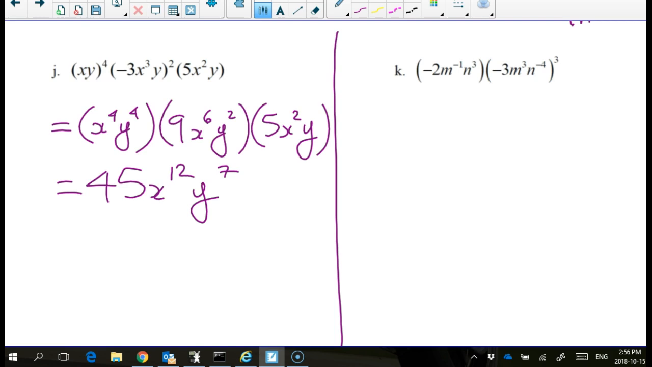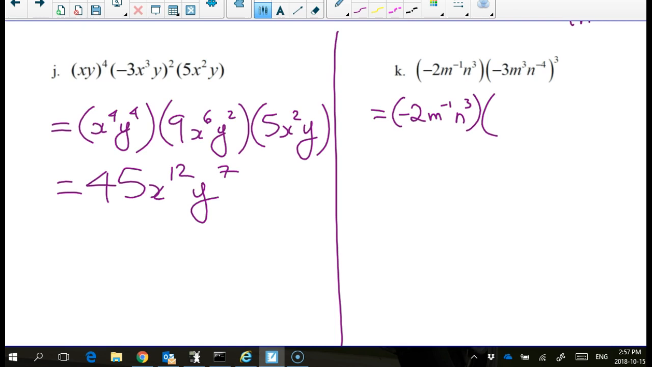Okay, next one. What do we have to do first? So you're going to have to cube this first, right? Can't do anything until this is cubed. So the negative 2, m to the negative 1, n cubed stays.